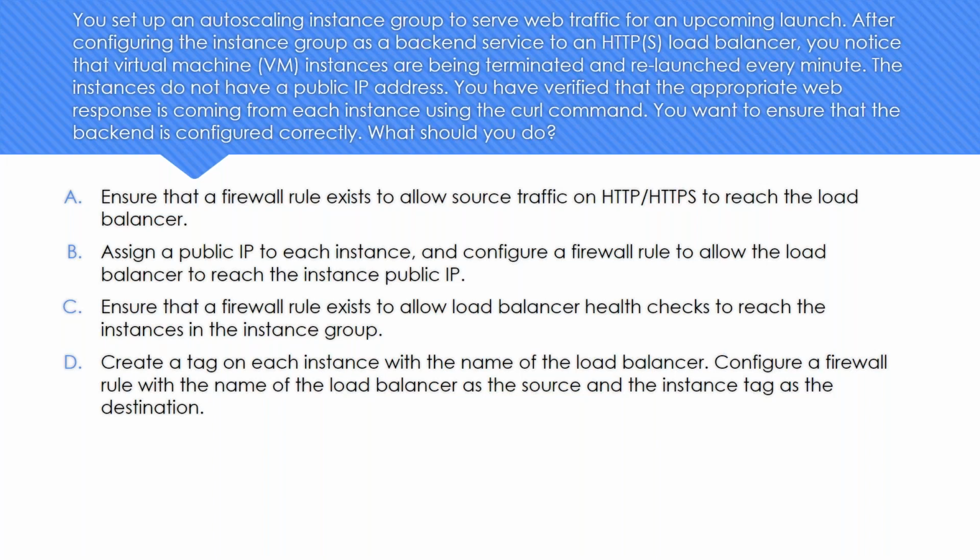The question is more towards auto healing, and whether for auto healing to work, the firewall rule is opened or not. That is the most important thing. So first, let's look into the options. Option A: allow all source traffic on HTTPS to reach the load balancer. What does this line mean, folks? They're trying to put a firewall rule to the load balancer, but you cannot put a firewall rule on a load balancer.